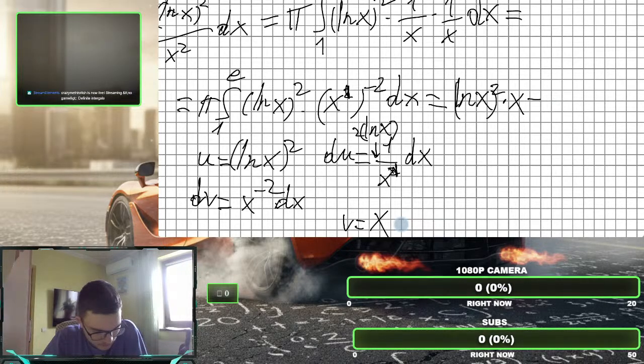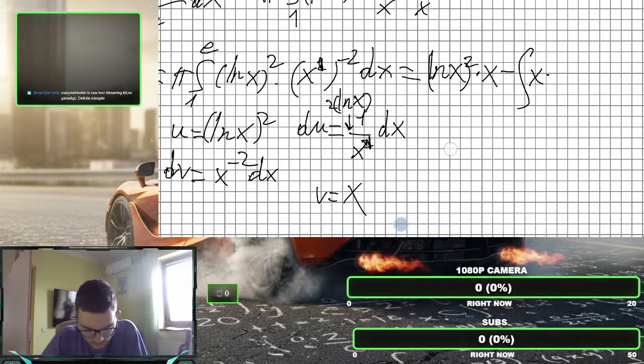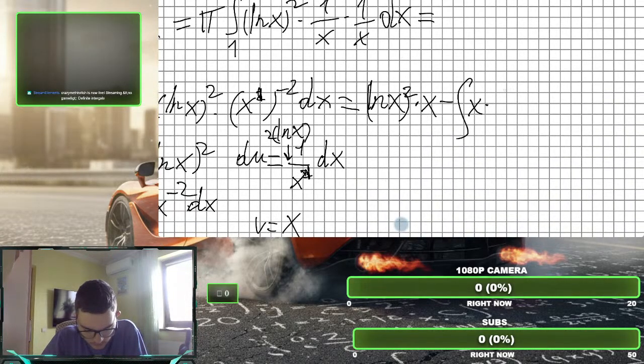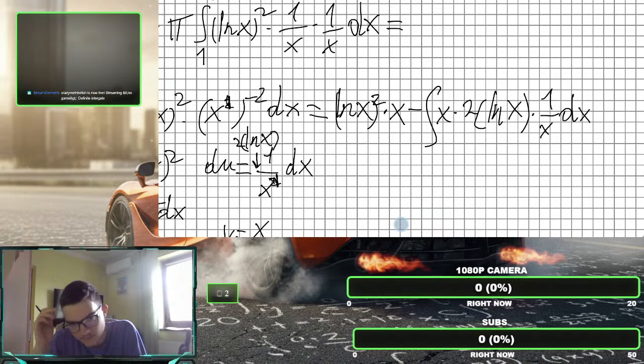integral, hold up, we have u and slightly different here, example anyway. I've got v again, x times du, which is 2 ln x, like this, times 1 divided by x dx. This is what I would have.